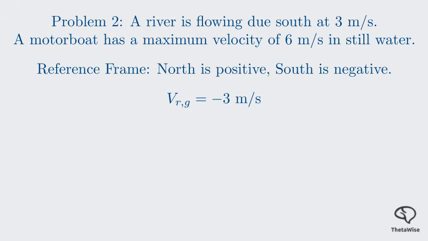Still water is our reference frame for the boat's own engine power. This is the boat's velocity relative to the water. The boat's velocity relative to the water, v of br, can be either positive 6 or negative 6, depending on the direction the boat points.